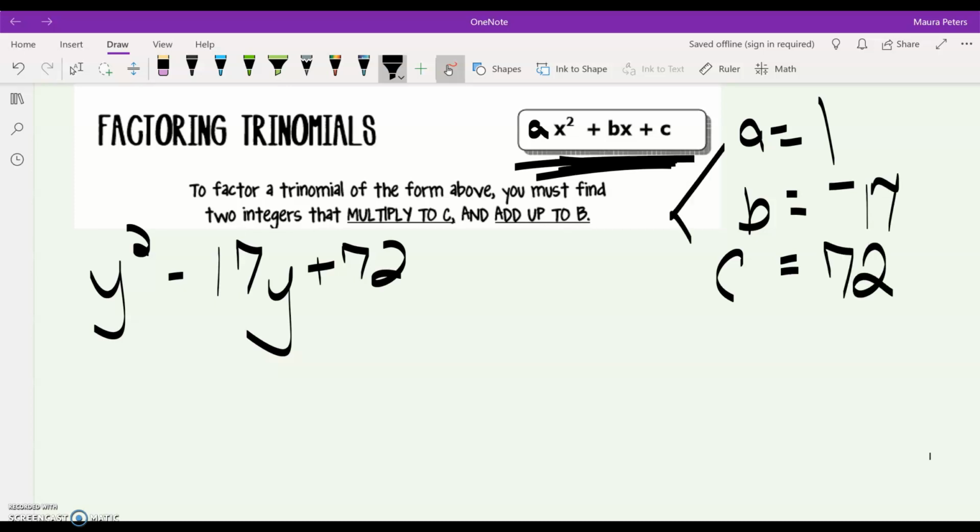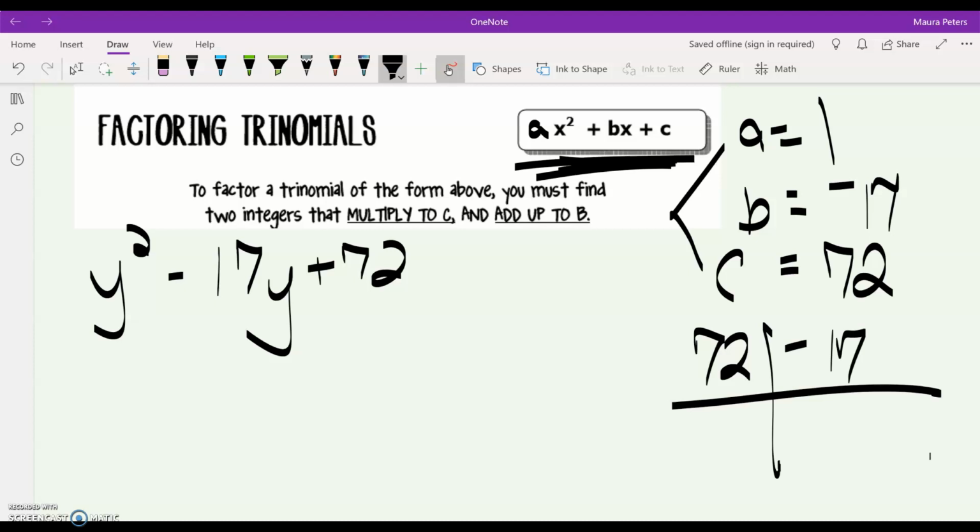So A times C is 72. So two numbers that multiply to 72 but add to negative 17. I know that 9 and 8 multiply to 72, but 9 plus 8 is positive 17. So actually, what works here is negative 9 times negative 8. Negative 9 times negative 8 is positive 72, and when you add those two together, you get negative 17.